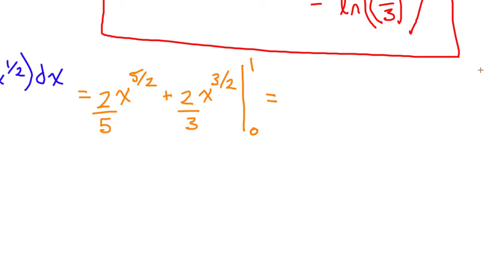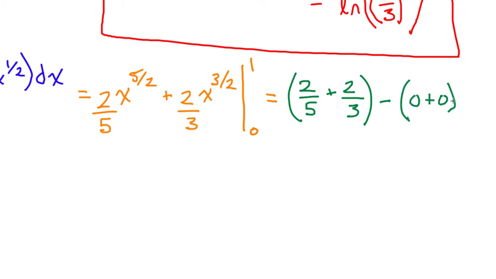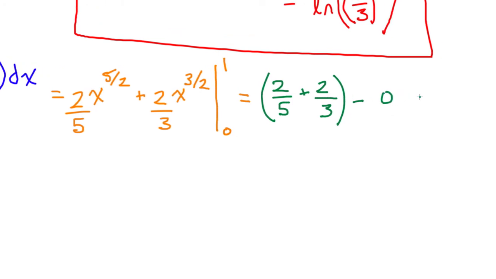When I plug in 1, what's going to happen here? 1 to the power of 5 halves. Well, 1 to any power is always going to be 1. So this is really just 2/5 here. And then 1 to any power again is 1, so plus 2/3. So this is what happens when we plug in 1. Then I'm going to subtract what happens when we plug in 0. 0 to the power of anything is 0, and 0 times anything is 0. So I'm really just subtracting 0 plus 0. I'm going to make this minus 0.